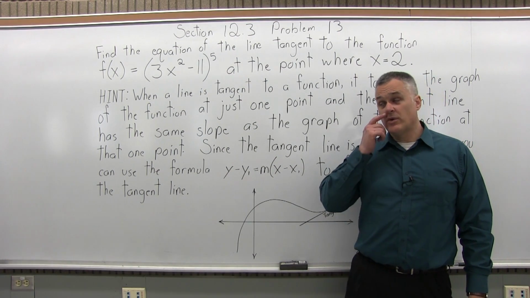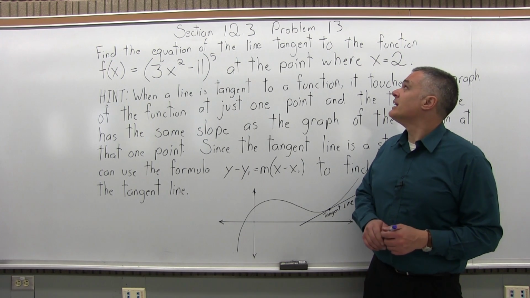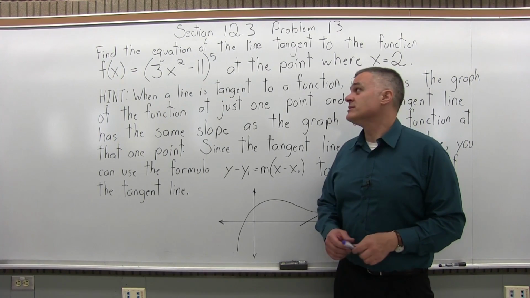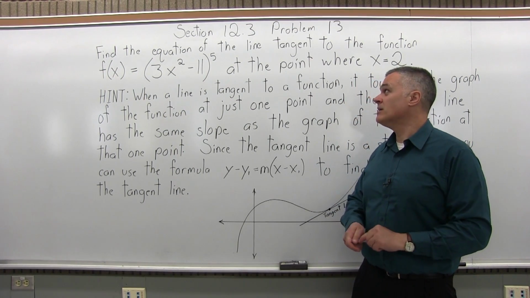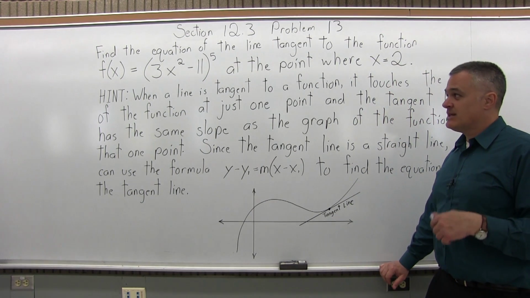This is Section 12.3, Problem number 13. It says, find the equation of the line that is tangent to the function f of x equals (3x squared minus 11) to the fifth power, at the point where x equals 2. And there's a hint that goes with that.